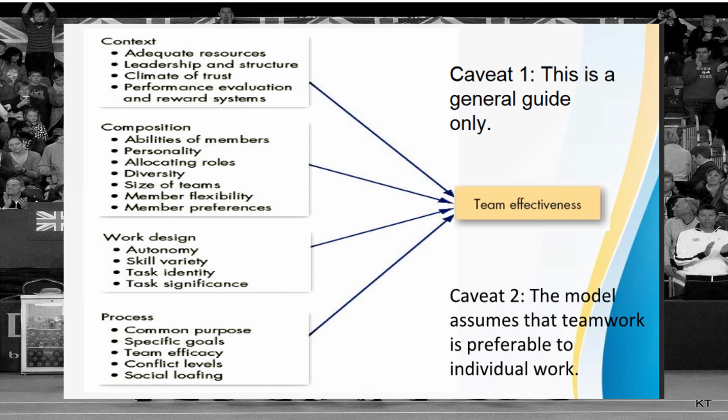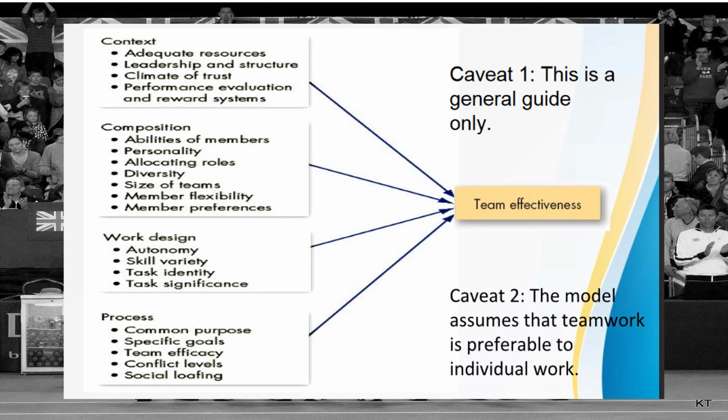Is there team efficiency? What about the conflict levels? Are there huge or large conflict levels there? And is there social loafing? Again, when you're looking at team effectiveness, you have to assess, as the project manager, all these elements of context, composition, work design, and process.